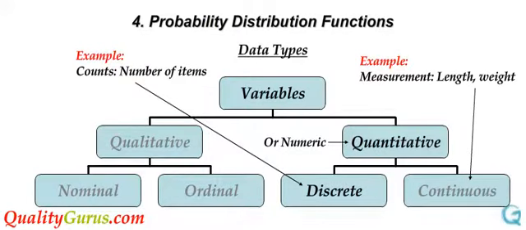Look at the data classification chart, shown here. This chart is taken from the Basic Statistics course, available on this site. The examples we have been discussing so far were related to the discrete data, the data where we count the numbers.